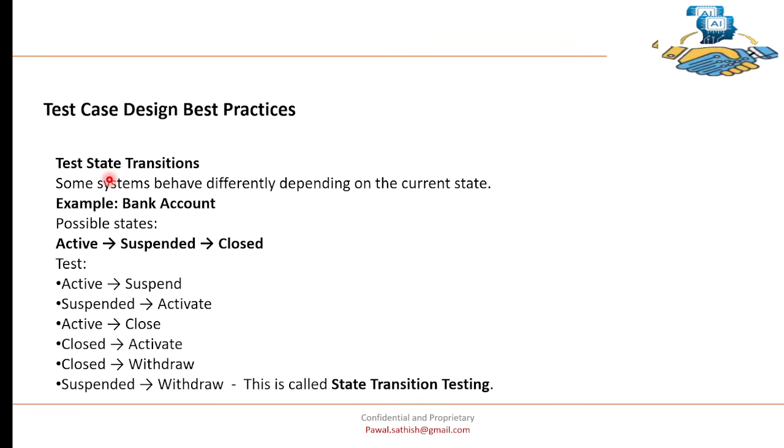The next is to test state transition. The system behaves differently depending on the current state. For example, if a bank account is active, and after that it is suspended, then we need to close it. We'll also test for active to suspended, and we'll also check active to closed. This is called state transition testing, because we are changing the state.